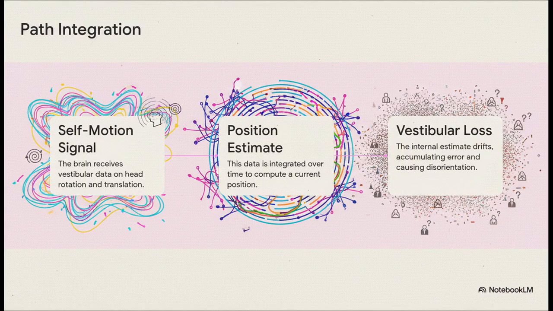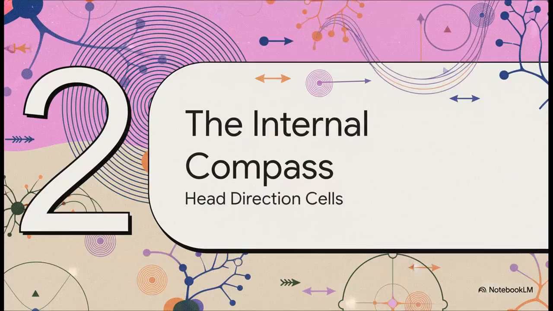Okay, so here's the breakdown. It all starts with that self-motion signal coming from the vestibular system, right? The brain takes that velocity information and basically integrates it. It does the math to figure out an updated position. But here's the crucial part. If that vestibular input is gone, or even just a little unreliable, that internal estimate starts to drift. It just accumulates error over time. And the result? Your patient feels totally lost because their internal map is now out of sync with the real world.